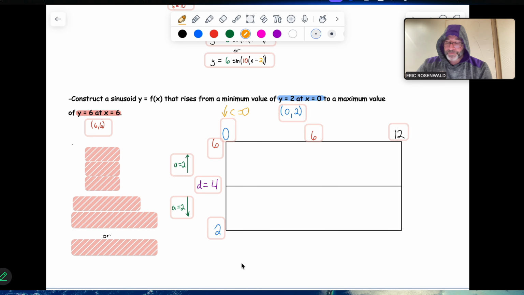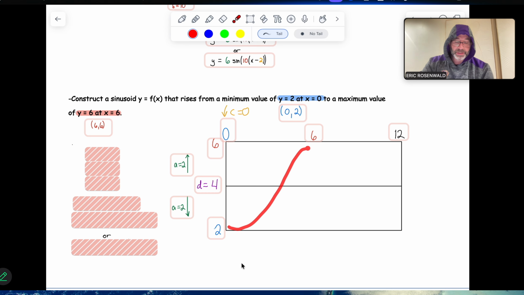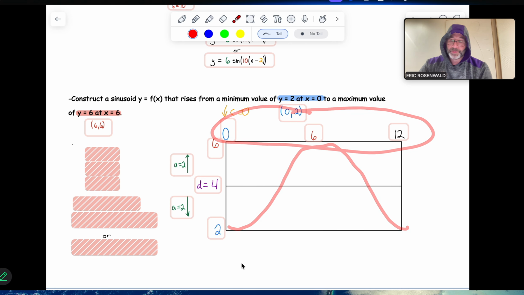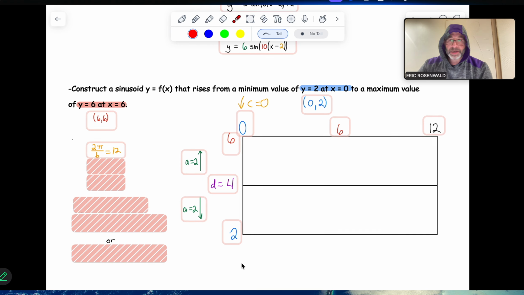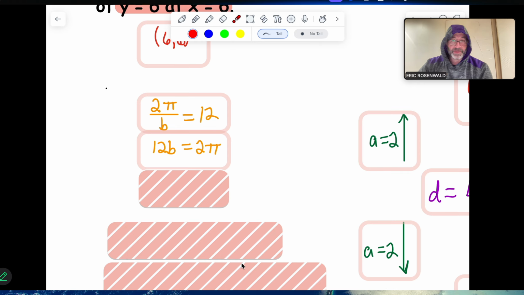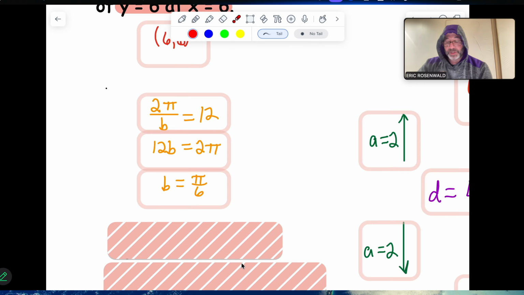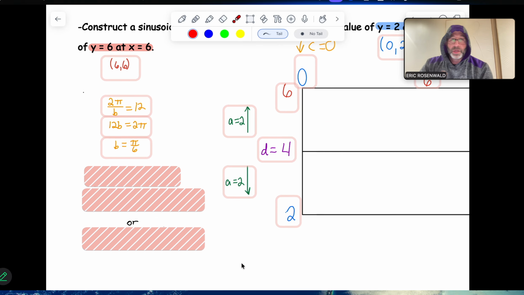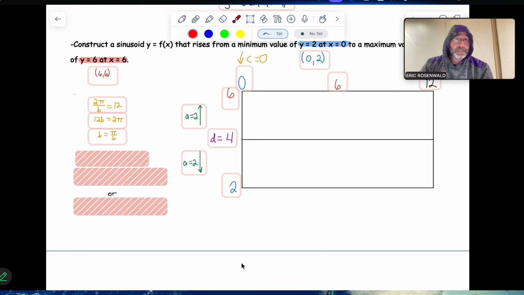But the B value, we know that the total period of this from start to finish is going to look like this. That means the total period is this right here. It's 12. So 2 pi over B is equal to 12. We cross multiply, we get 12B is equal to 2 pi. We'll divide by 12. We get that pi over 6 is equal to my B value. There you go. We've got all of our values, A, B, C, and D.